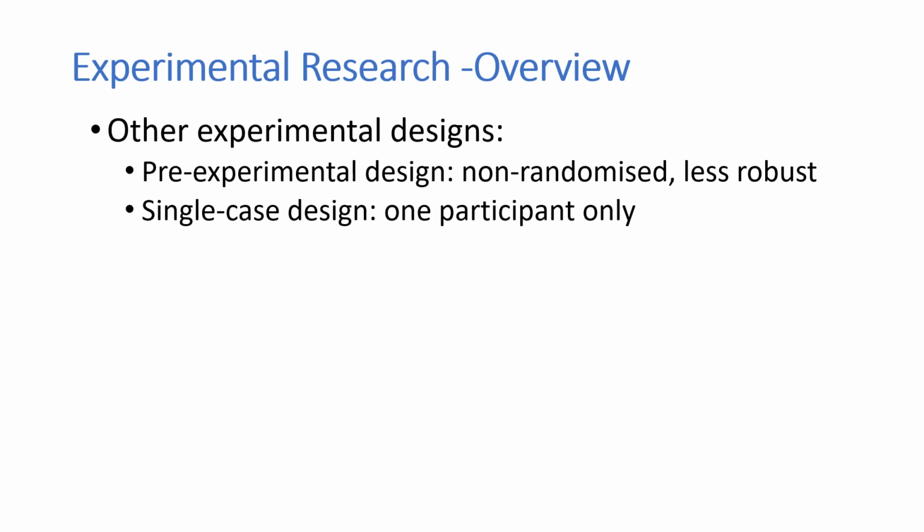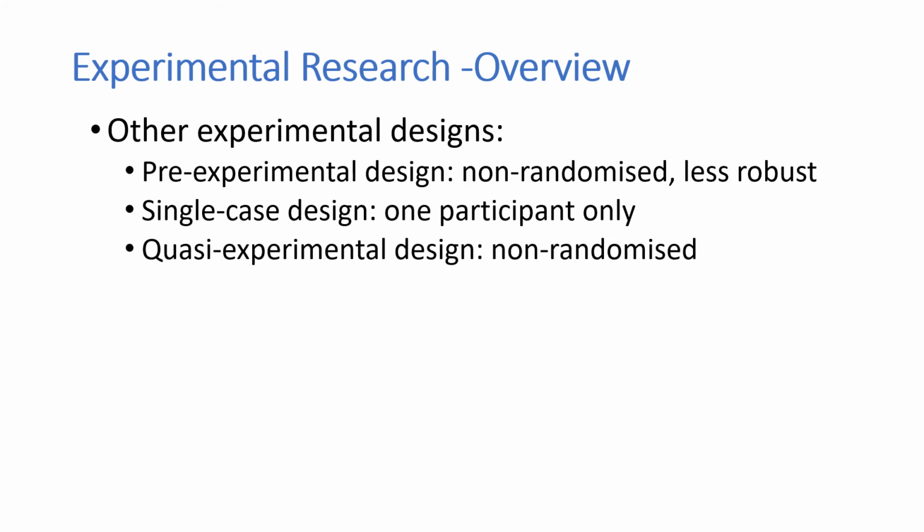It only has one participant, but this one participant will receive an intervention and the dependent variable will be measured. For example, you have a student who is struggling, you expose them to a particular teaching method, and you measure their language proficiency over time. We also have quasi-experimental designs where participants are put in control or intervention groups but not randomized.